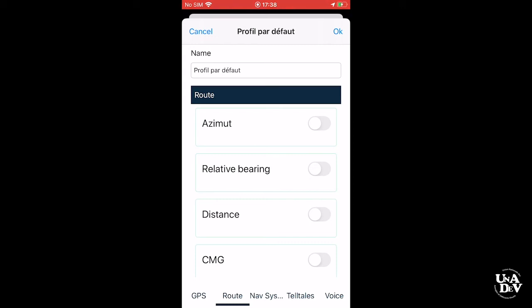Gap to route segment. This is the distance which separates your sailboat from the current course segment. By current segment, I mean the segment followed by the point you have just passed and the one you are now heading towards. This helps you to understand if you're close to the direct route between 2 points or if you are drifting, of course.